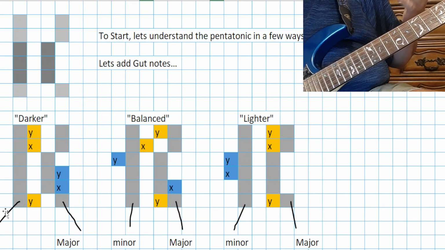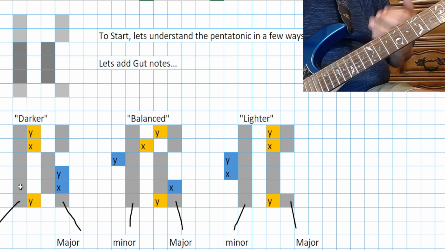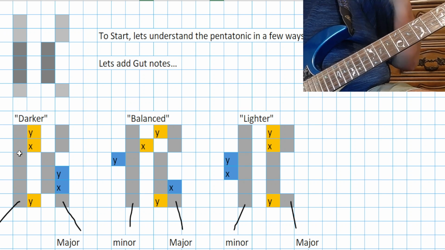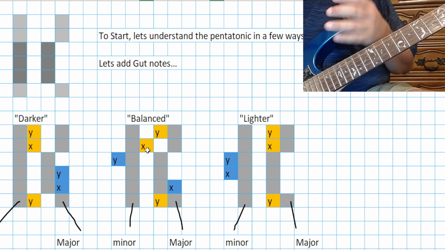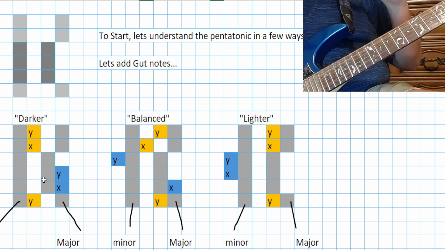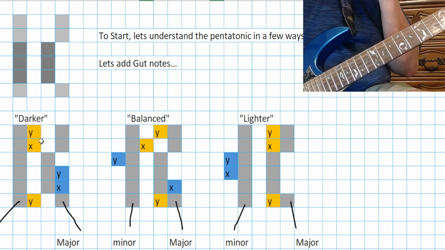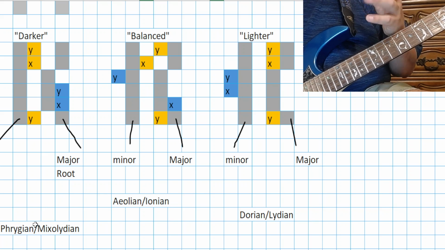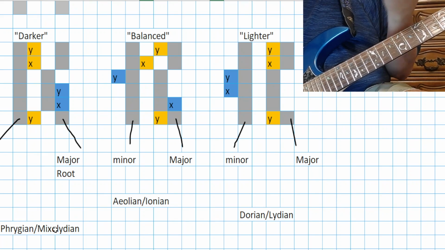Now, another thing to think about, as we went over: when we have this root, our three notes there are minor. And when we have this root, our three notes there are major. When we plug in these note choices, we get a scale, a major scale, but we have a choice. For this major and minor, we can have a darker major and minor pair, a relative pair. And we can see here that would be Phrygian and Mixolydian. Now you've got those modes that you've always heard about.